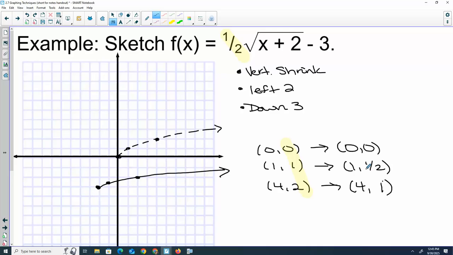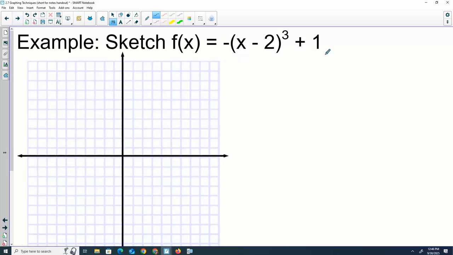How are we doing, guys? Do you guys want some more examples? Let's do, why don't you guys try this one before I move on?